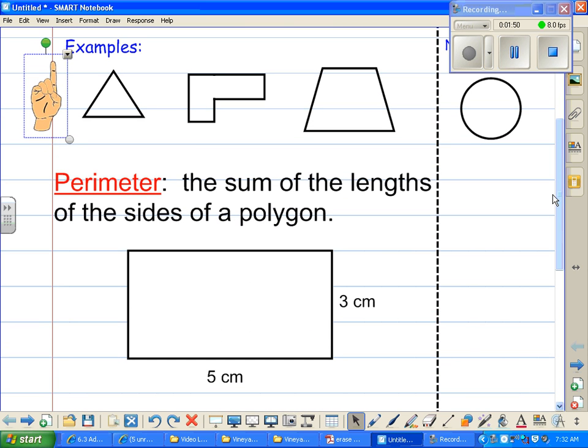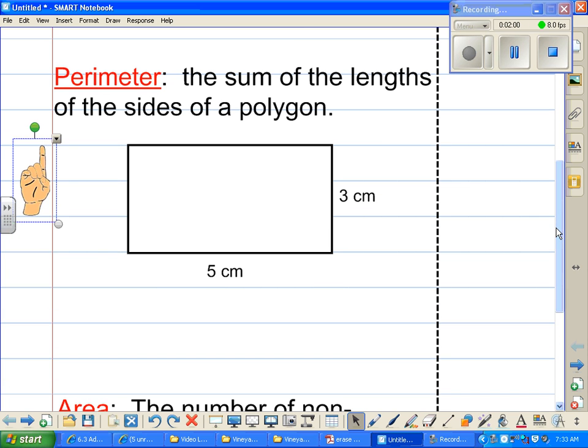Perimeter. What is a perimeter? Perimeter is the sum of the lengths of the sides of a polygon. So perimeter simply means I've got a figure like this, a rectangle, excuse me, that is 3 centimeters in height, 5 centimeters that goes across. A perimeter simply means we are adding the sums of the length of the sides of the whole polygon here.